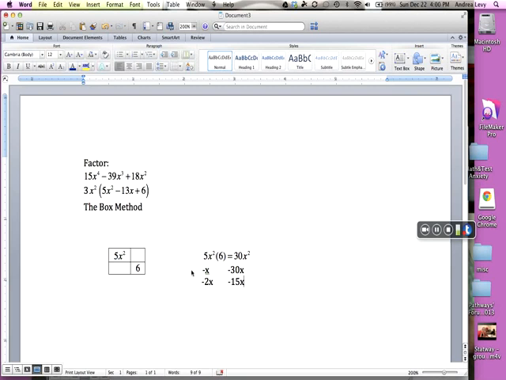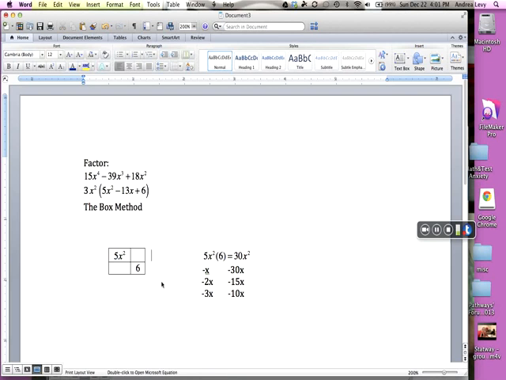But that gives me negative 17, and I'm looking for negative 13 as my middle term, so that doesn't work. My next choice is going to be a negative 3x, and that can get multiplied by a negative 10x. And I think I have found my combination here. Negative 3x times a negative 10x gives me positive 30x squared, and when they're added together, it gives me my middle term of a negative 13x.